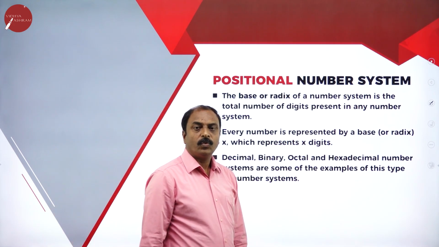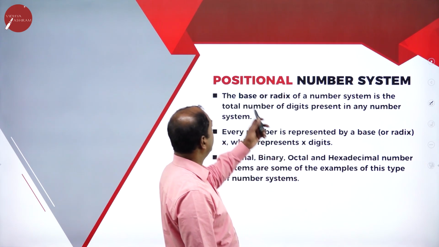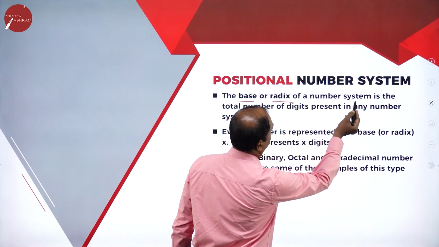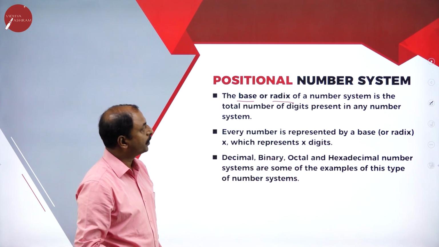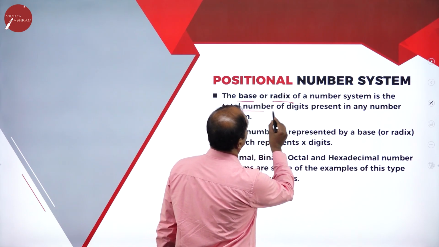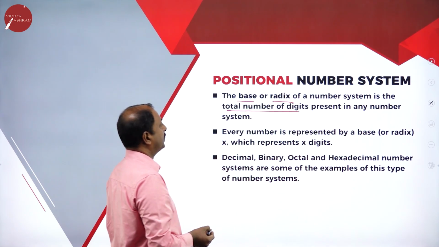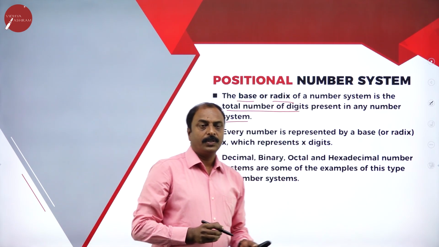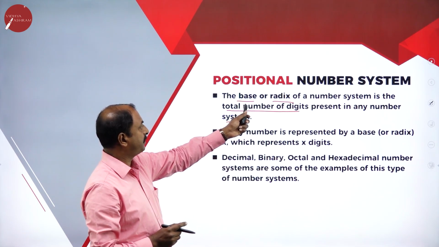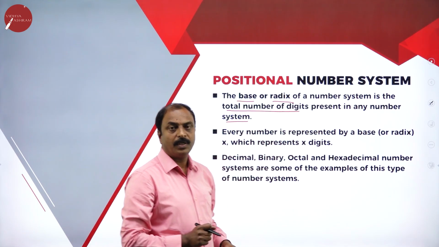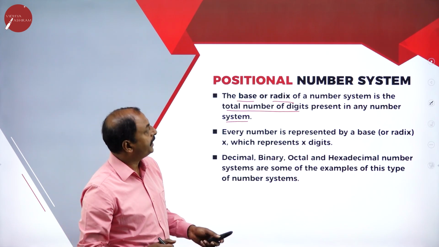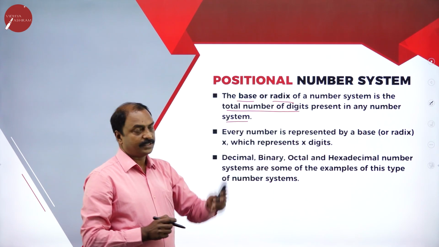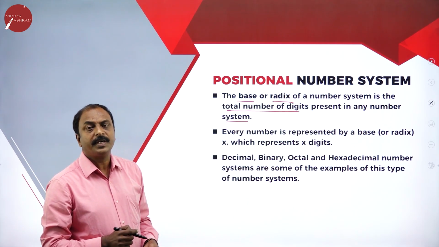Now let us see another type of number system, that is the positional number system. The base or radix of a number system is the total number of digits present in any number system. So in the positional number system, we have something called a base or radix of a number system. So what is a base or radix? It is nothing but the total number of digits present in any number system. Now we are going to learn with different examples.